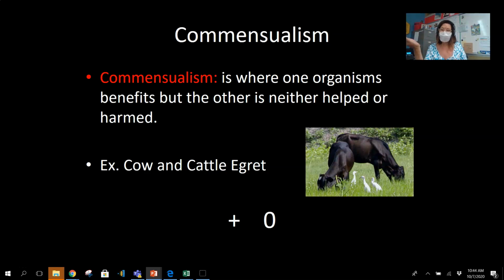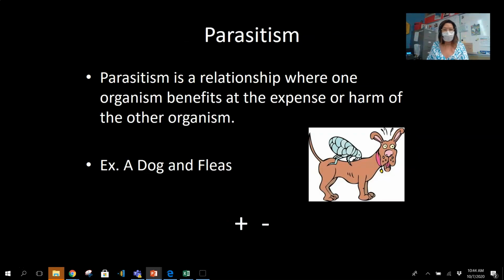What the cow has done has benefited the egrets, because now they're getting to those insects, where the cow doesn't care. He's not bothered by it because it's not affecting him. That's called commensalism, where one benefits and the other is neither helped nor harmed. Okay, next we have parasitism, and this is a real drag. Parasitism is a relationship where one organism benefits, usually the parasite, at the expense or harm of another organism.